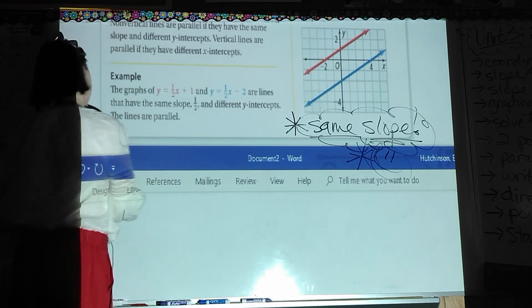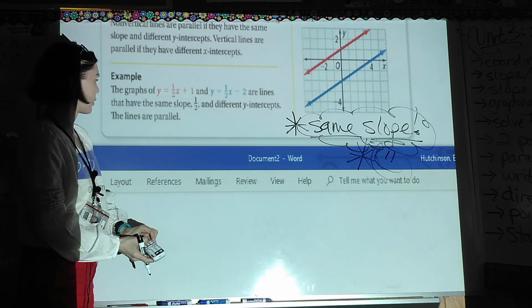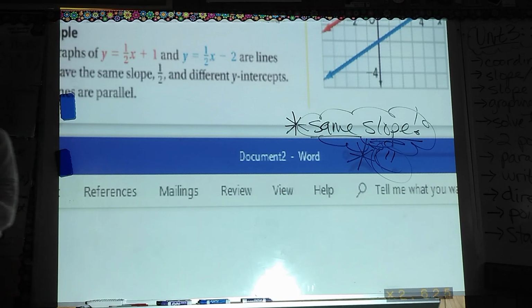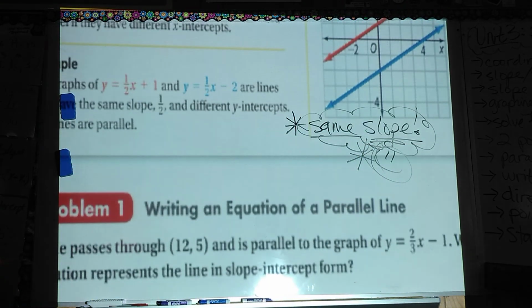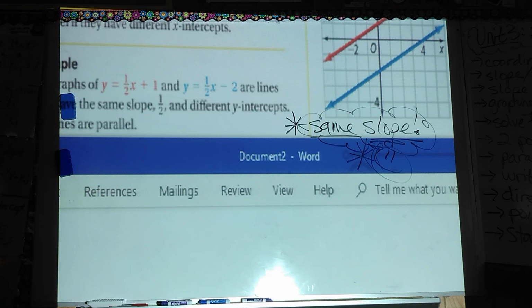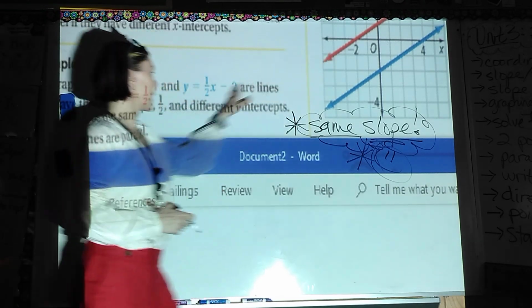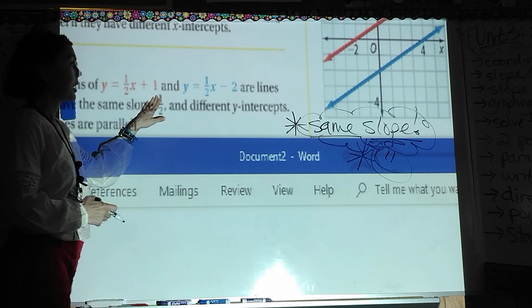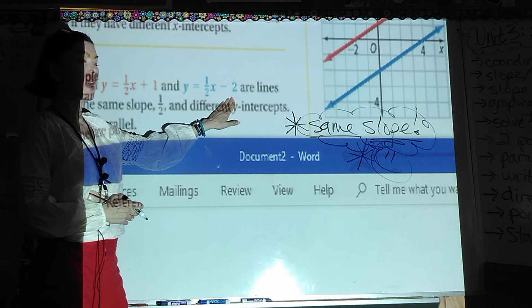So, I don't know if you can see these two equations. Let me try and make it a little bit larger. But if you look here, closer, right here, you can see the first equation, here's our red line, and the equation of that line is y equals 1/2 x plus 1. And the equation of our blue line is y equals 1/2 x minus 2.